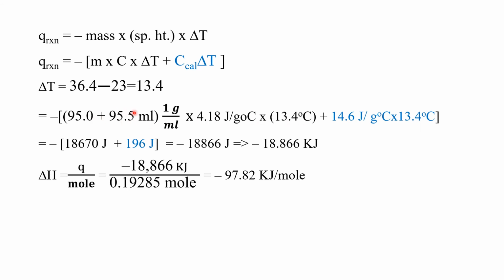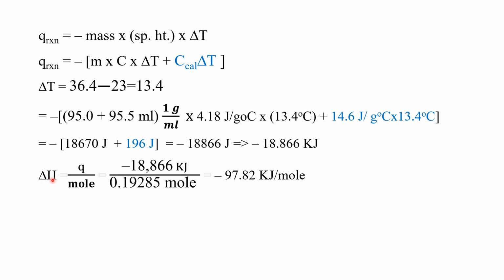So this is the heat absorbed by the reaction mixture. And this is the heat absorbed by the calorimeter. So the calorimeter constant, 14.6, times the delta T, which is 13.4. Together, we will have this value. And since negative, so yung final answer mo will be a negative value.